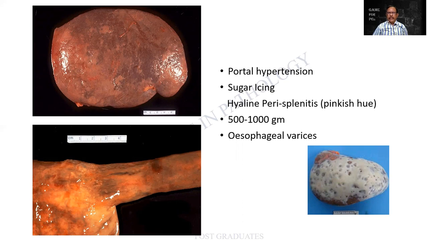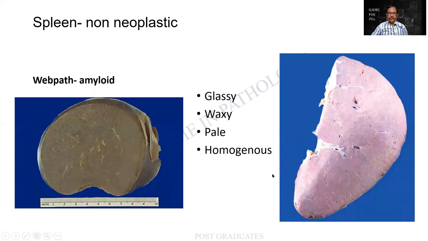Secondly, you find that these products do not enter the liver, so they are not detoxified, and the patient can go in for hyperammonemia, increased amount of nitrogenous waste products as well as the retention of sodium. And this again is a classical example of the sugar icing that I had mentioned earlier. There is a pinkish hue and an adhesion that can be seen.